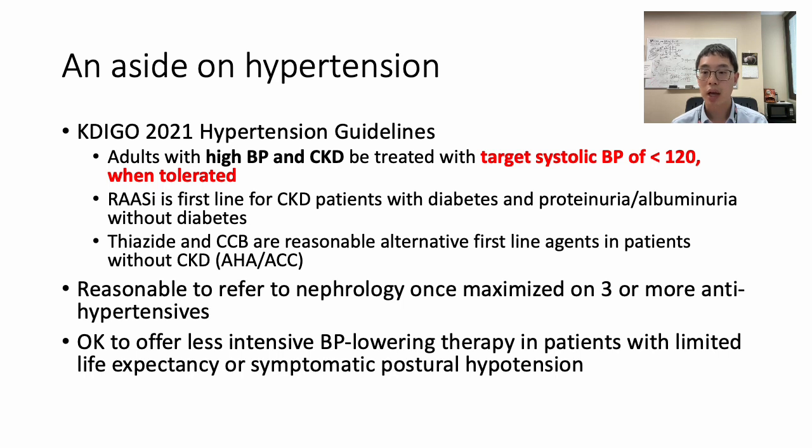For patients without diabetes or proteinuria, or patients without chronic kidney disease, thiazide diuretics and calcium channel blockers are also reasonable first-line antihypertensive agents. Usually these patients will have a combination of medications to get their blood pressure under control. However, once a patient is requiring 3 or more antihypertensive agents, feel free to consult us for workup for resistant hypertension or management with other 3rd, 4th, or 5th-line antihypertensive agents.